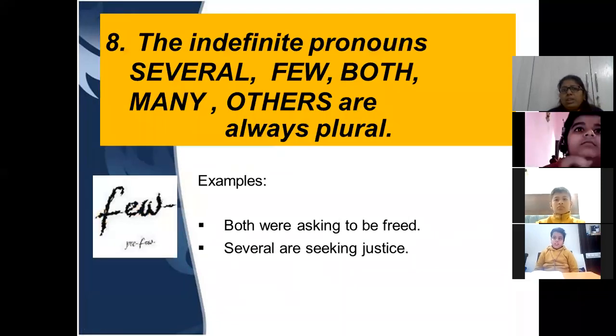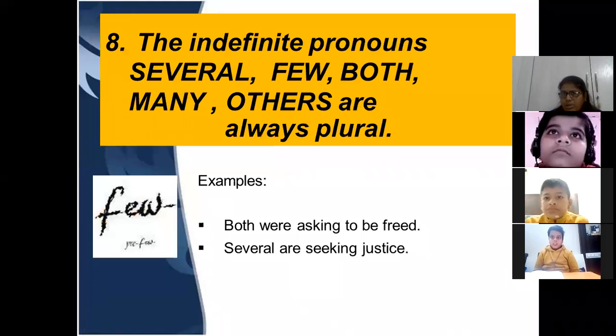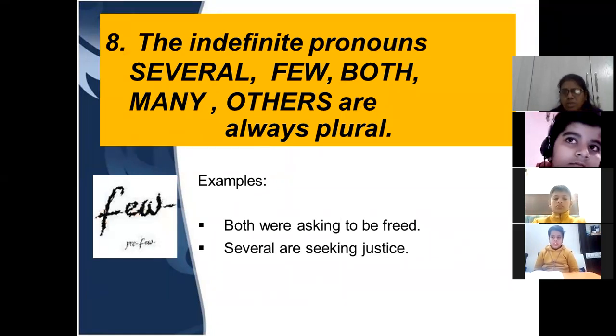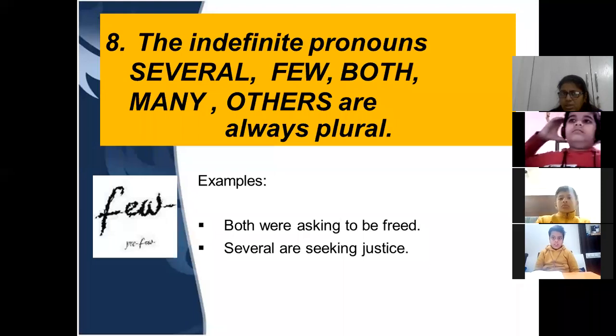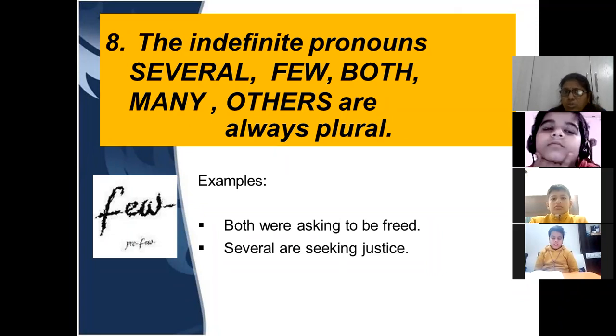Now, the indefinite nouns: several, few, both, many, others are always plural. Indefinite means you are not sure about them. If I say, I have few books, I can't give you the exact counting of my books. I have many dresses, so I don't know the exact number of dresses. So this is called indefinite pronouns. Whenever indefinite pronouns are used in a sentence, they are always plural. Like, both were asking to be freed. Several are seeking justice.